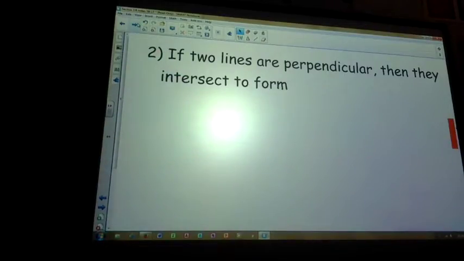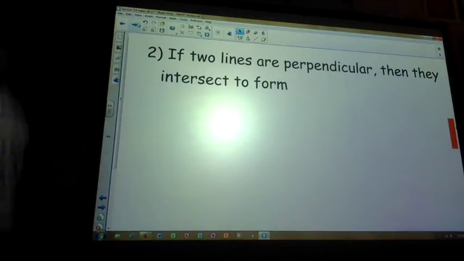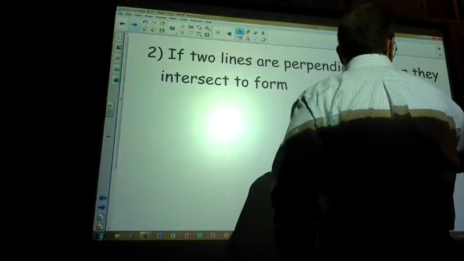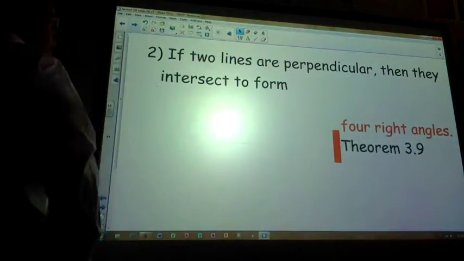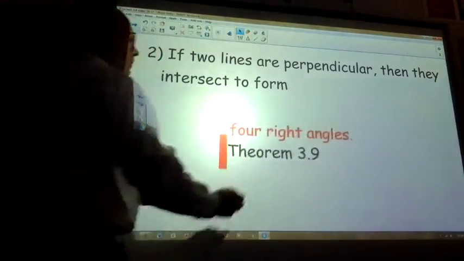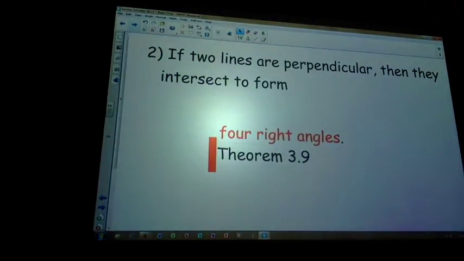If two lines are perpendicular, then they intersect to form a linear pair, or right angles. Right? If two lines are perpendicular, then they intersect to form four right angles. Theorem 3.9. You good?